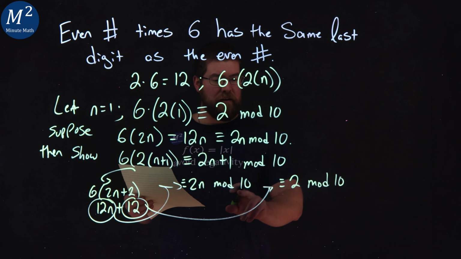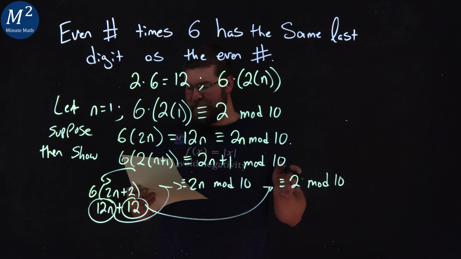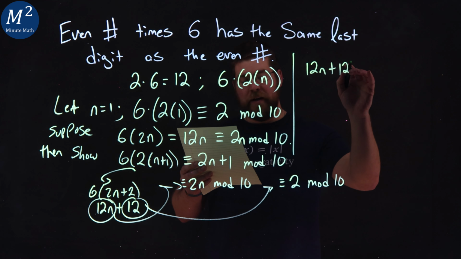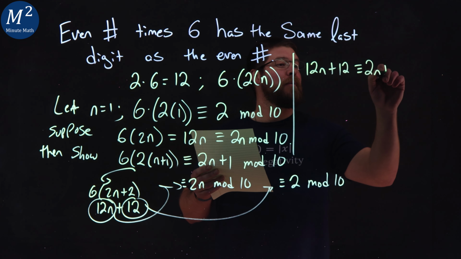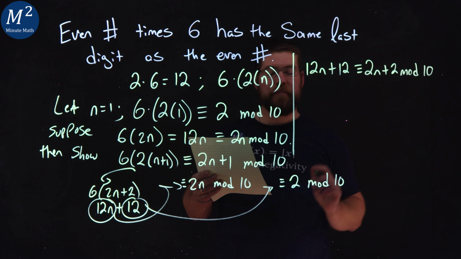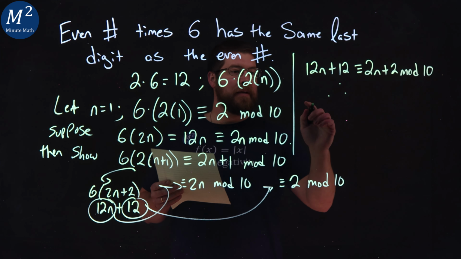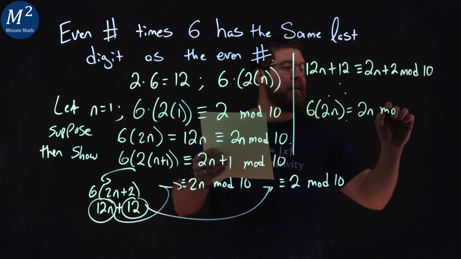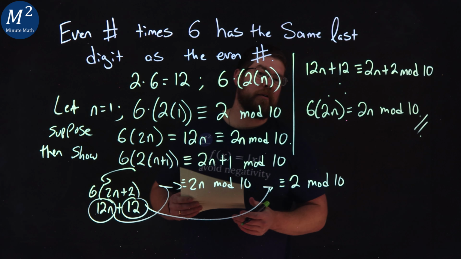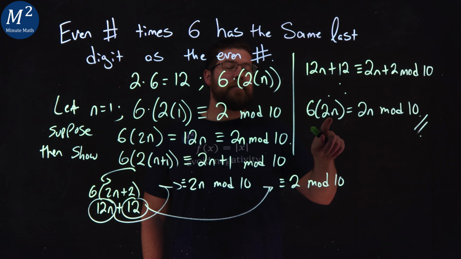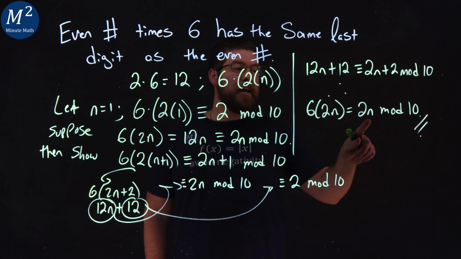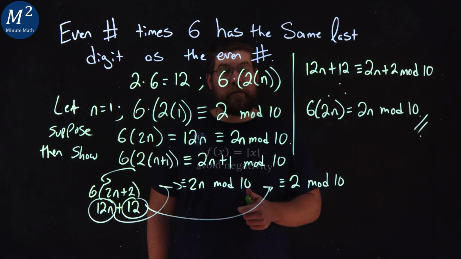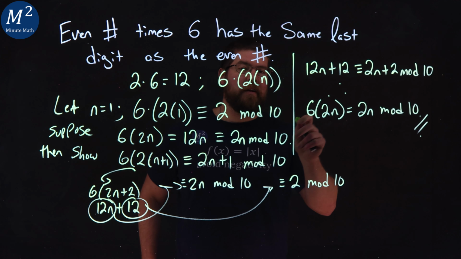Now, with that being said, we can combine the two together, and we can say 12n plus 12 is equivalent to 2n plus 2 mod 10, meaning, going back to the beginning, that 6 times 2n is equal to 2n mod 10. So what have we shown here? We've shown that 6 times an even number shares the same value in mod 10 as that even number, meaning 6 times any even number gives you the same last digit as that even number.